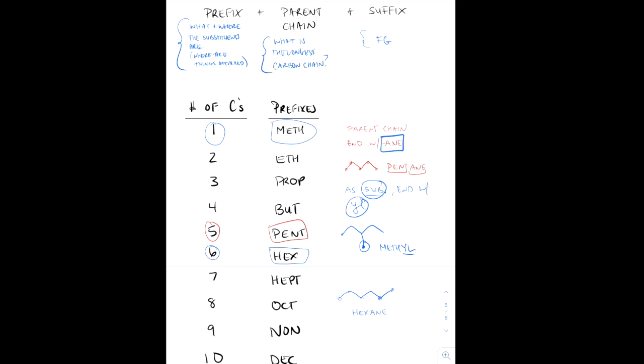More specifically, we can write down the actual IUPAC name, and this would be 3-methylpentane.